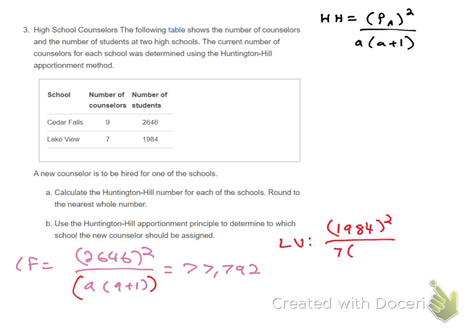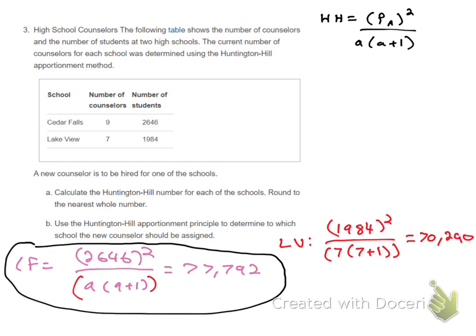Lakeview, 1984 squared, divided by 7 times 8. All right, again, you just have to use parentheses or you'll get the wrong answer. That gave me 70,290. So that means Cedar Falls will get the new counselor. Okay, their number's bigger, so they need the extra counselor to bring that number down.